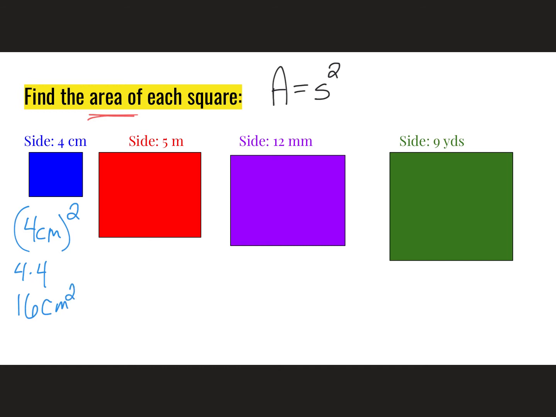If I look at my next one, my side is 5. Ooh, that's the wrong color. Sorry. My side is 5 meters. Again, I'm just going to square it or multiply it times itself. So 5 times 5 gives me 25 meters squared.